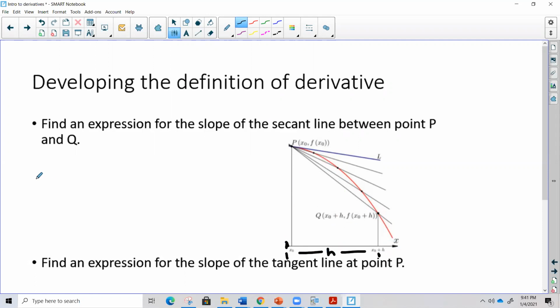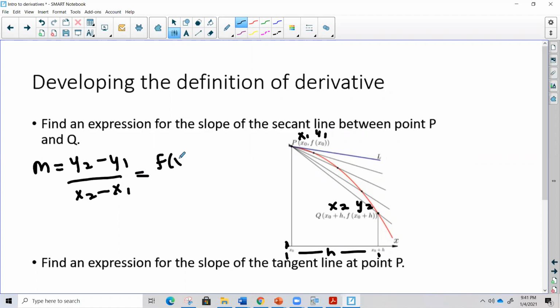So we find the slope between those two points. We would use again our y2 minus y1 over x2 minus x1. And so this would be my x2, y2. This would be my x1, y1. And so I would have f of x naught plus h minus f of x naught, all over my x2, which is x naught plus h, minus my x1, which is x naught.